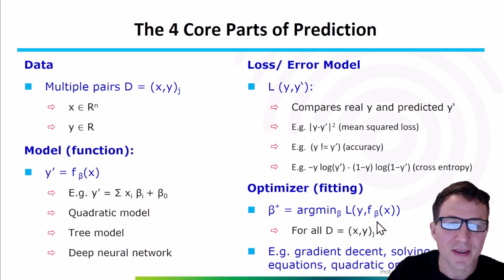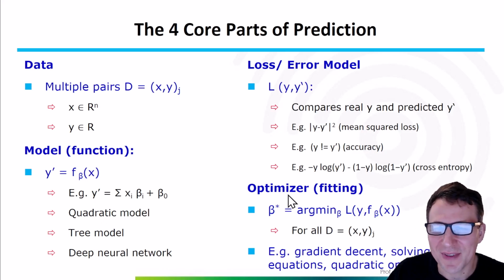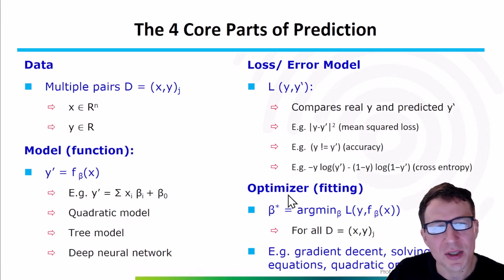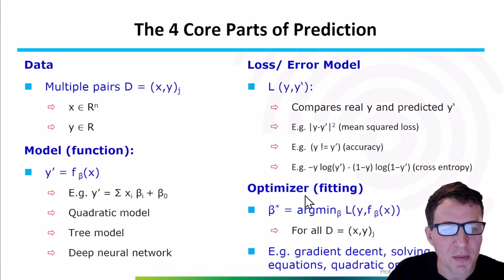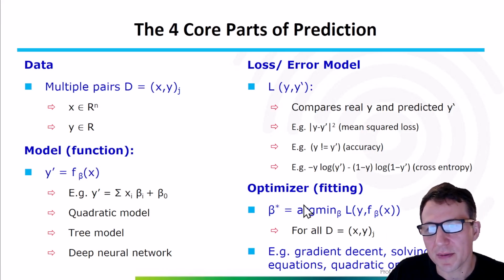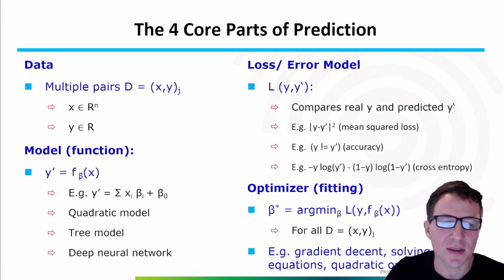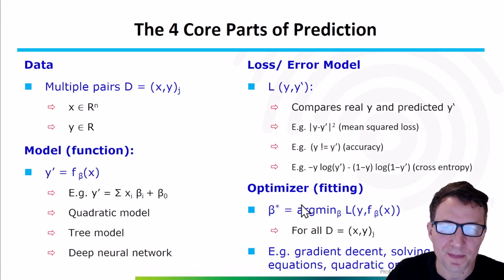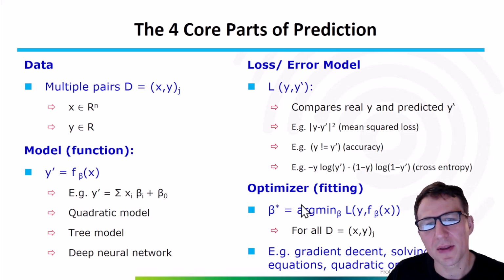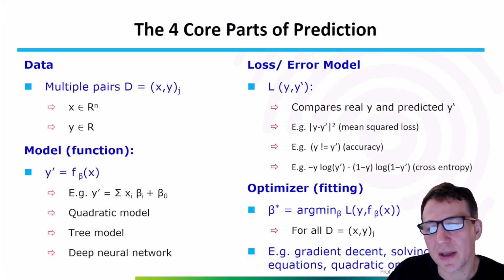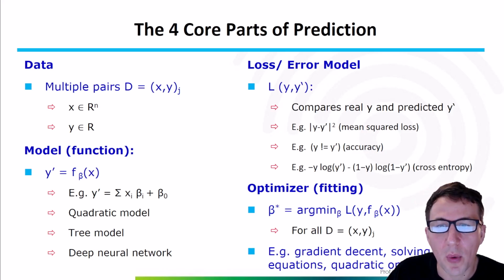The good thing is that in all these machine learning packages, the model and the optimizer are already implemented. They're easy-to-use packages, so we do not need to worry that much about it. But in principle, these are the four parts you need to take into account and be aware of in order to fully describe a prediction algorithm.